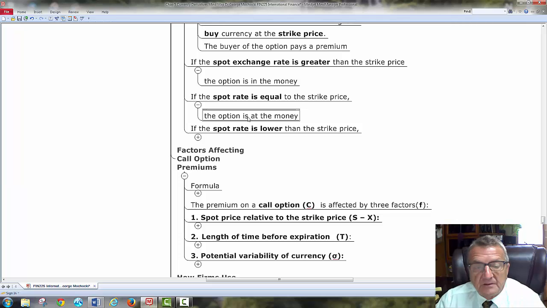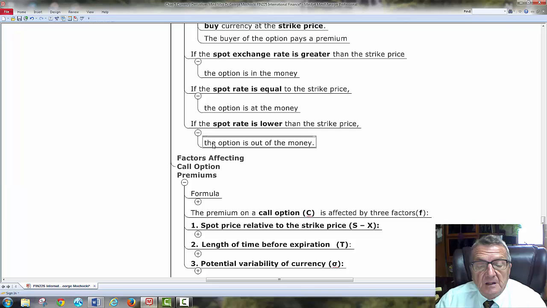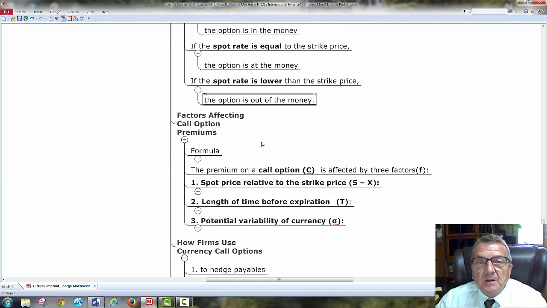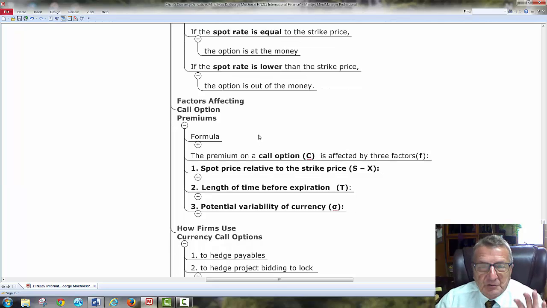I'm looking at it. I don't have it yet. If the spot rate is lower than the strike price, the option is out of the money after I purchase it. Read it. I'm already running a little bit. I'm doing good.